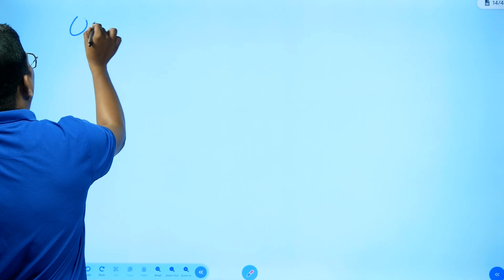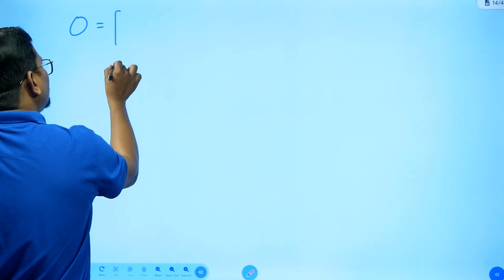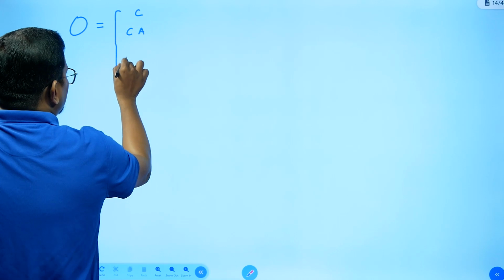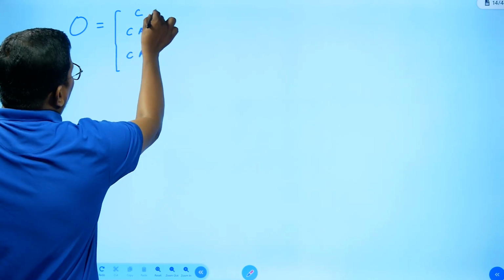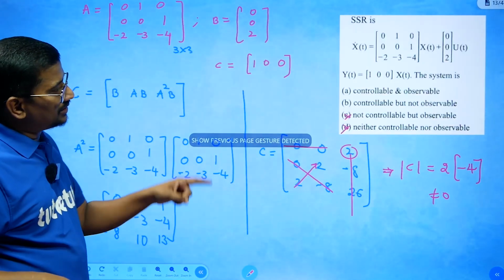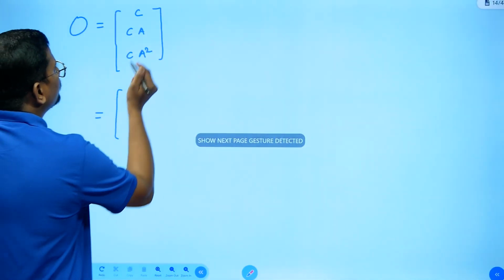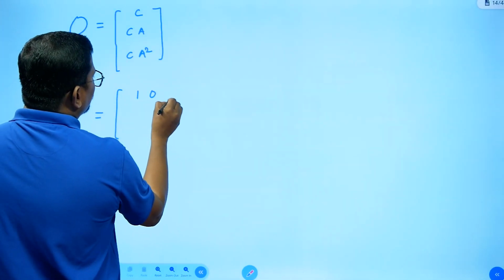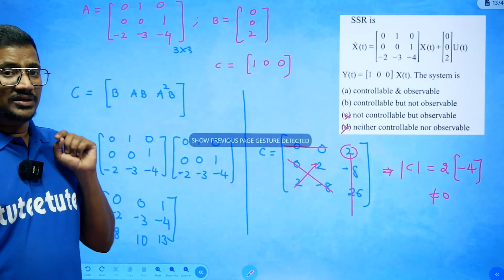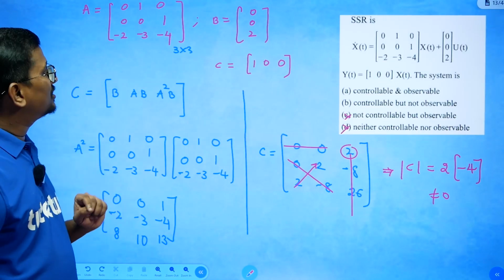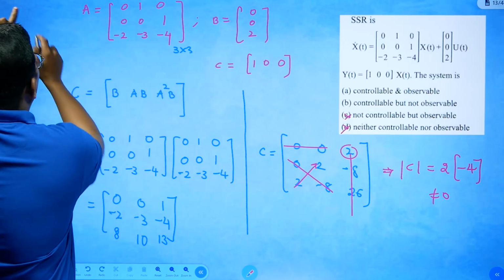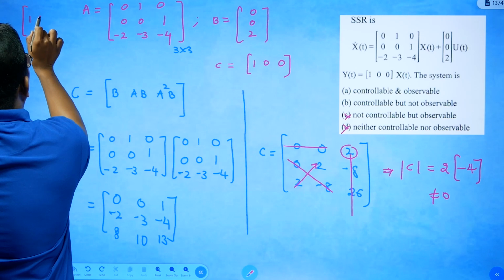Observability. How to deal with observability? O is C, CA, CA square. Okay. Already we know what is C. C matrix is 1, 0, 0. Already we know 1, 0, 0. And what else is left? C and CA. C into A. So this you have to multiply with A. So here let me write 1, 0, 0.